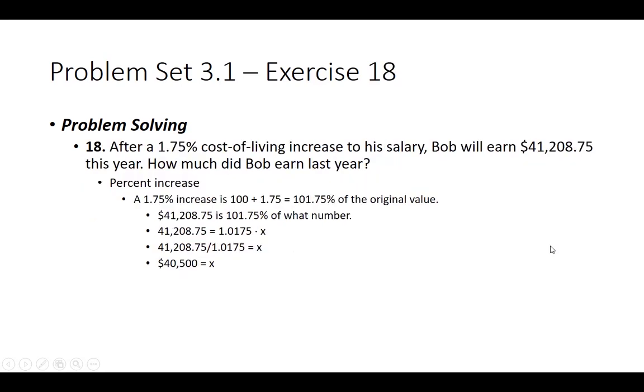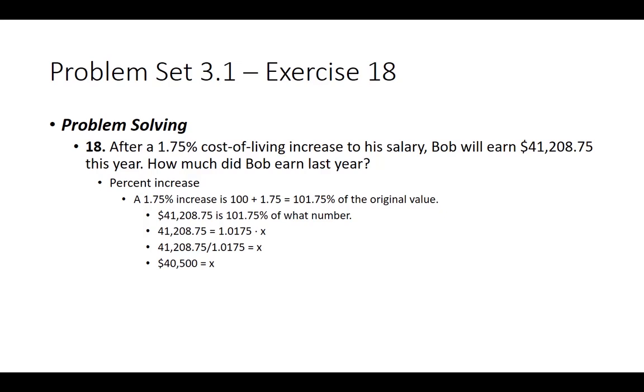Number 18. After a 1.75% cost of living increase to his salary, Bob will earn $41,208.75 this year. How much did Bob earn last year? So this is a percent increase problem. There was a 1.75% cost of living increase. 100 plus 1.75 would be 101.75% of the original value. The original value is what we're looking for.